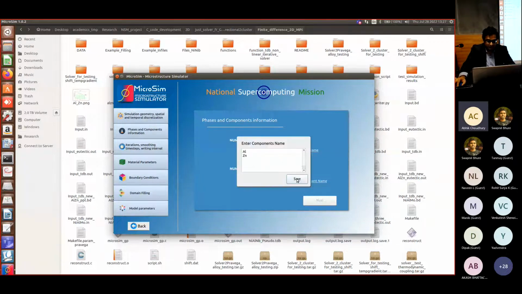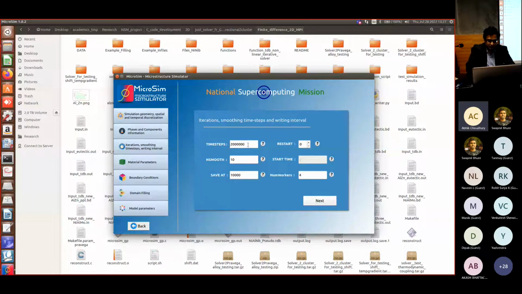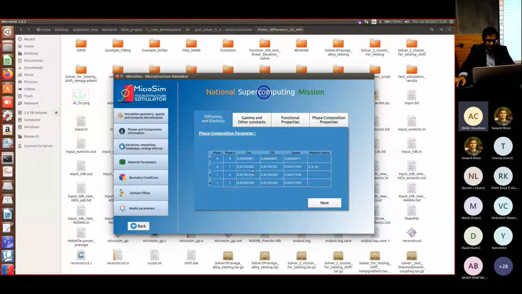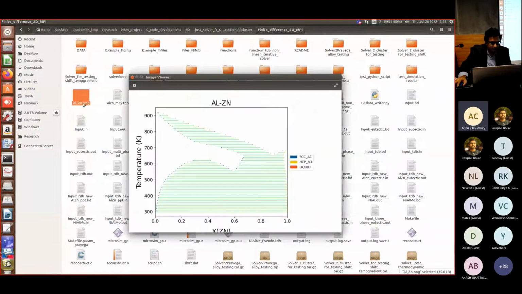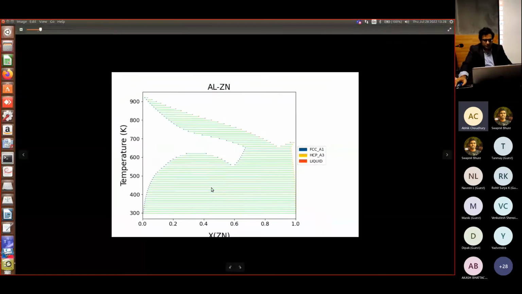So component names are aluminum and zinc, so I don't want to change them. This I will change to 20,000. I'm going to save 10,000. Next, and these are again. Now this is a situation where I'm precipitating. So I'll go back to the phase diagram one more time. What I'm doing is I'm precipitating. So this end of the phase diagram is FCC A1. This end is HCP A3. So I'm going to precipitate HCP phase out of the FCC solution.